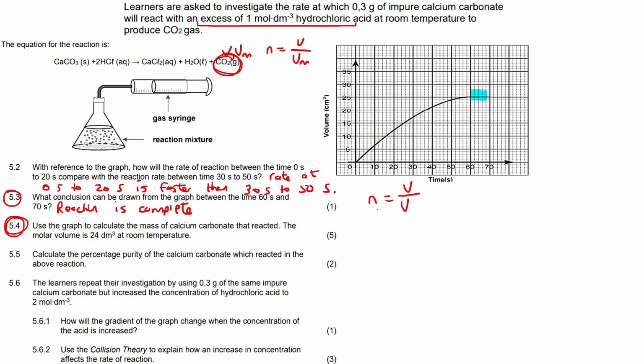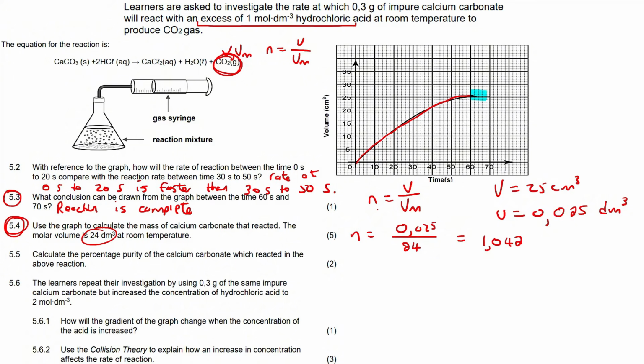So we start with n equals V over Vm. And the volume of CO2 gas produced, if you read it off, is 25 centimeter cubed. Now we need to remember that we want to work in decimeters cubed. So we're going to say 0.025 decimeters cubed. And now we can use our formula. We're going to divide that by 24. And that'll give 1.042 times 10 to the negative 3 mole. And that is the CO2. So now we have the moles of CO2 that is produced.